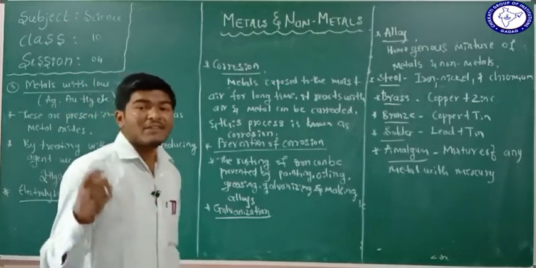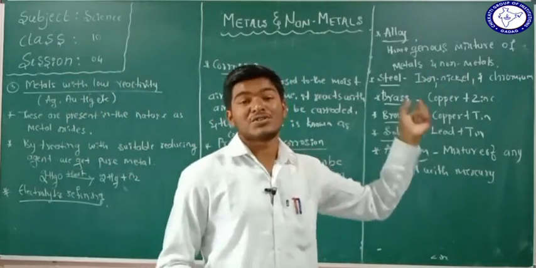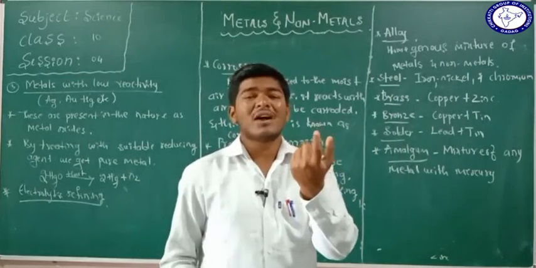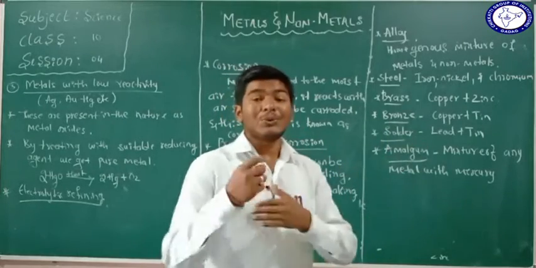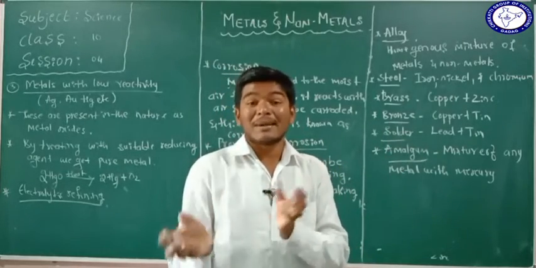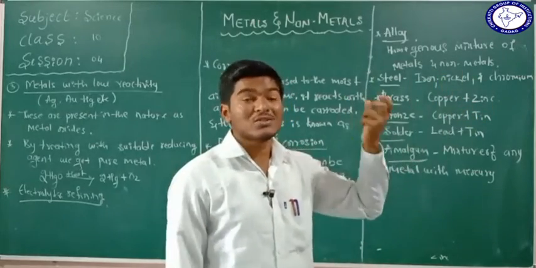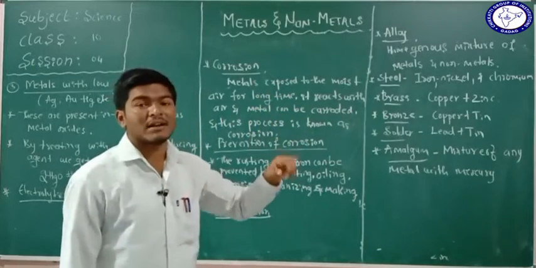By making alloys, what are alloys? Alloys are homogeneous mixtures of metals and non-metals. For example, steel is not a pure form of the iron metal. So we mix the metals with non-metals or other metals, then we get the alloys. What are alloys? Alloys are homogeneous mixtures of metals and non-metals.